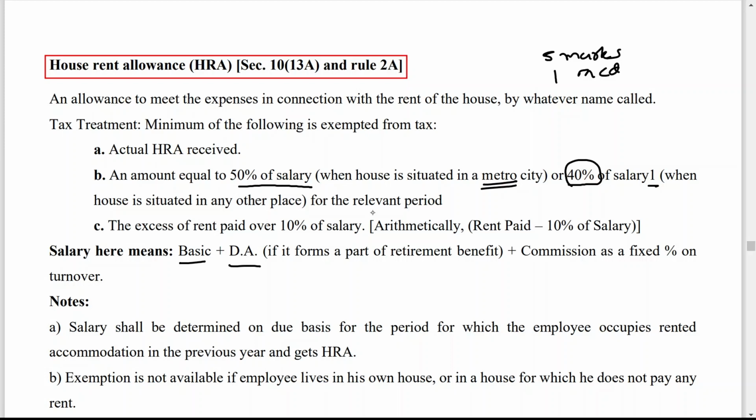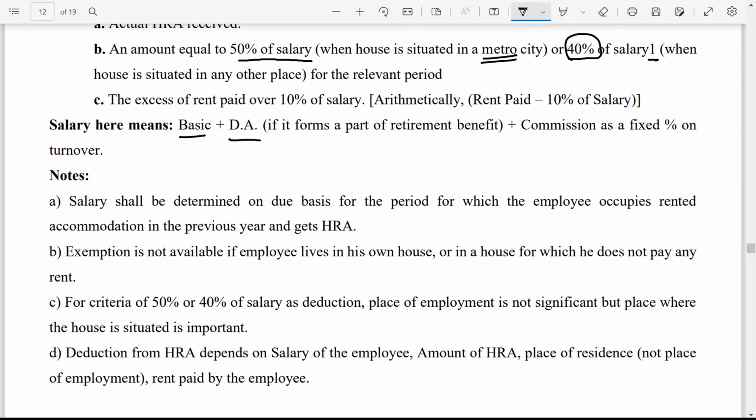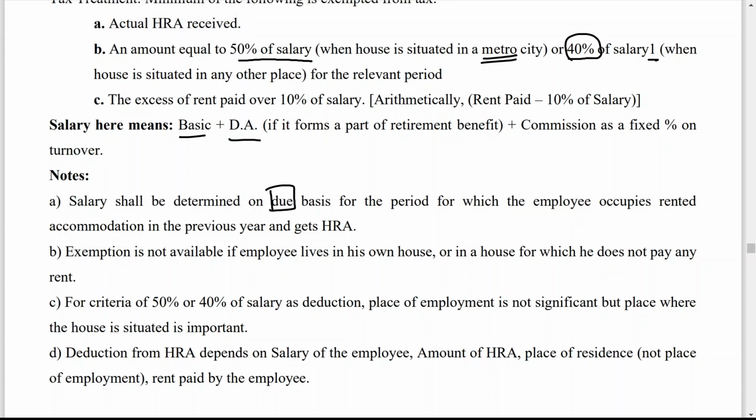Now, commission as a fixed percentage of turnover: if a person receives any commission on the turnover achieved by him, then only it is included, otherwise it is not. Now note that salary shall be determined on a due basis for the period for which the employee occupies rented accommodation in the previous year and gets HRA. That means whenever you are finding salary, you have to consider it on a due basis. Even though it is not received, accrued but not received, you have to consider it.